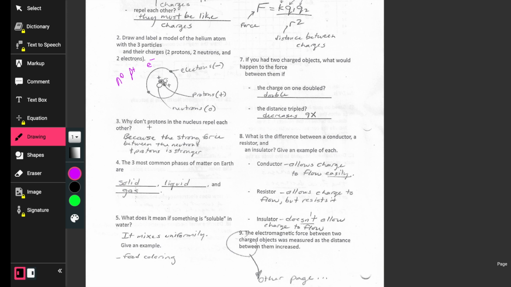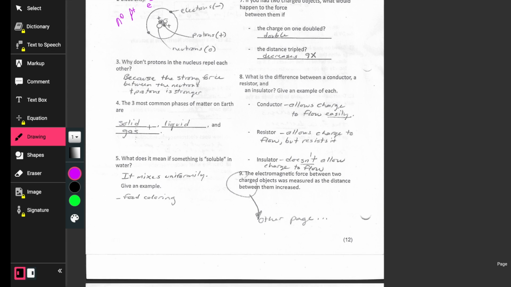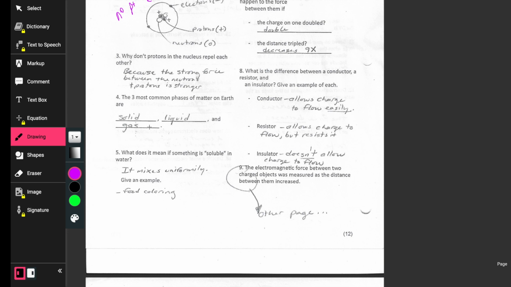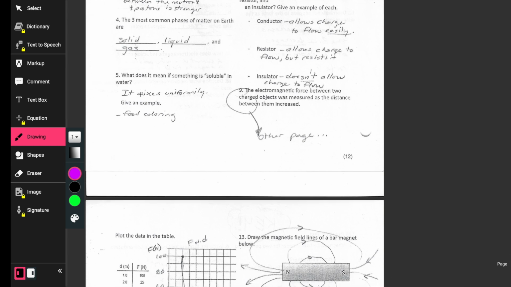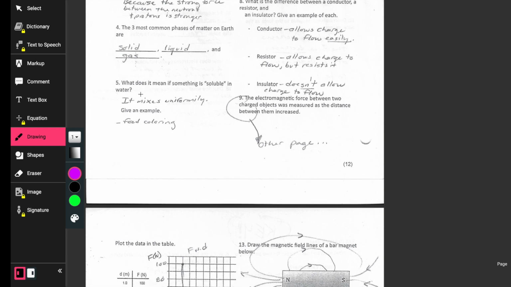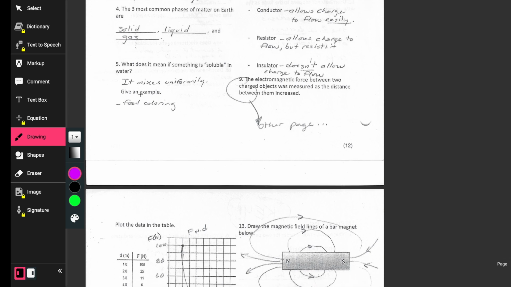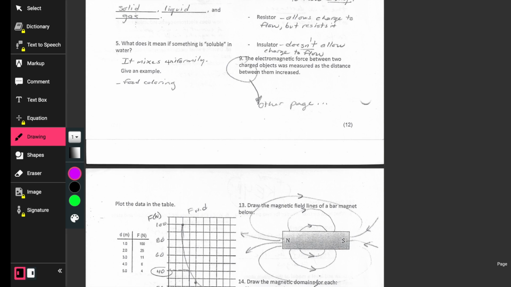Okay, number three. Why don't protons in the nucleus repel each other? It's because of the strong nuclear force, which is a force between the neutrons and protons, and it's stronger than the electromagnetic force. Remember, we said there are four fundamental forces of nature: gravity, electromagnetic force, strong force, and weak nuclear force. We've combined all three of those except for gravity. Gravity is the fourth one and remains unconnected to the others, and that's called string theory. The three most common phases of matter on Earth are solid, liquid, and gas.